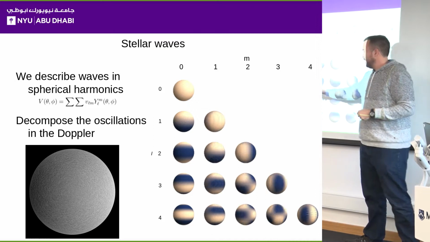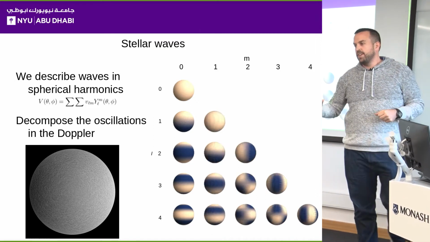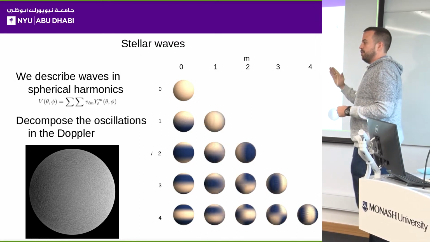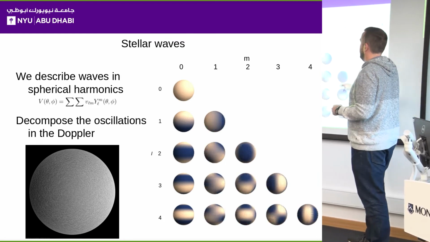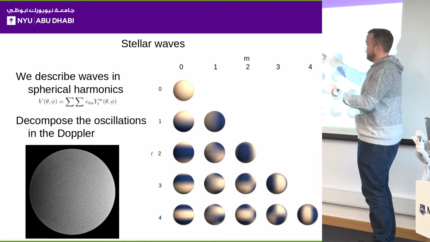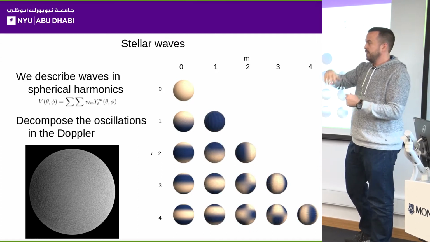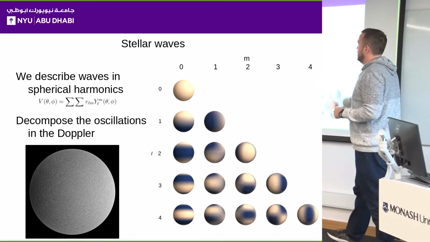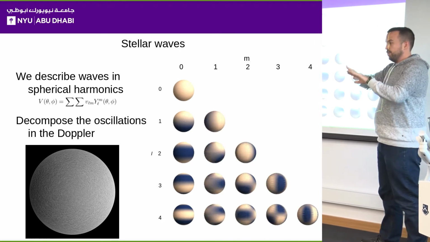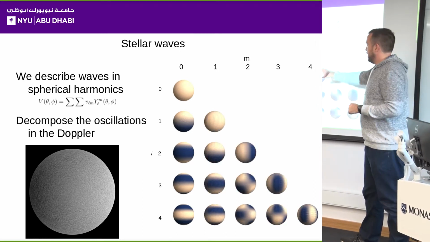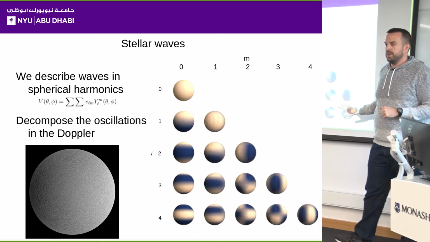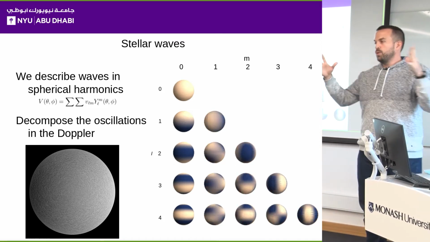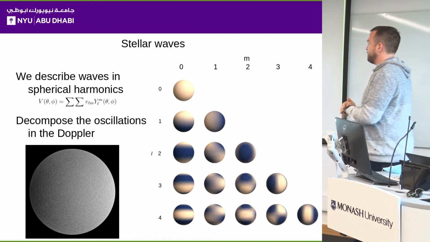L is the number of nodes the wave has in latitude, and M is the number of nodes the wave has in longitude. So if the star is purely pulsating spherically, you have L equal M equal 0, okay? But then different waves have different numbers of nodes in latitude and longitude, and so they have different components. And that's typically how we describe global waves of a star.